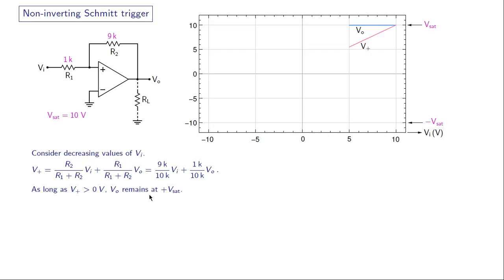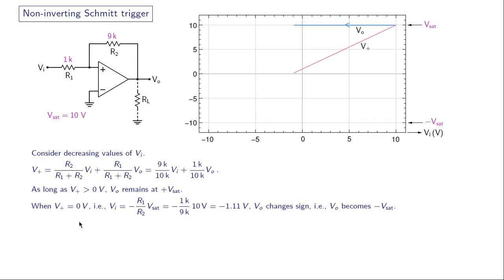Now as long as V plus is positive, VO will remain equal to plus Vsat, like that, and that happens up to this point. So V plus is positive, just positive at this point, and if we decrease Vi further in that direction, then V plus is going to cross 0, and then VO is going to flip from plus Vsat to minus Vsat.